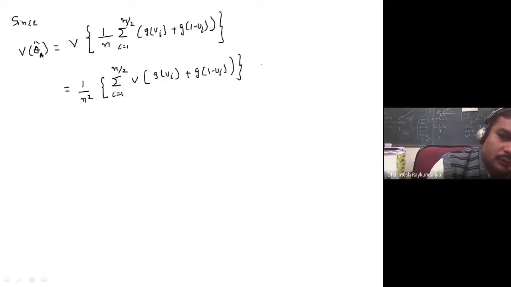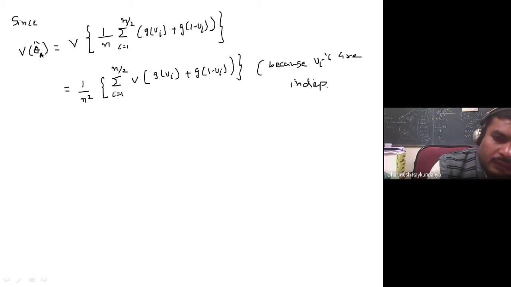Why? Because the ui's are independent. See, ui's are independent. But ui and 1 minus ui are not independent. There is a correlation, and that is minus 1 by 12, which we have seen. Only the ui's are independent. So that is how it is the variance of a sum of independent variables. It is nothing but the sum of the variances of independent variables.